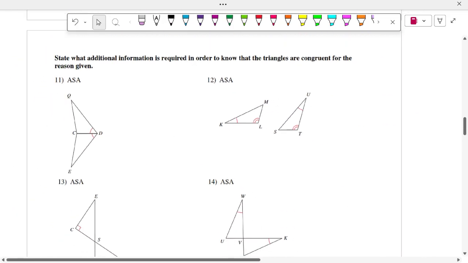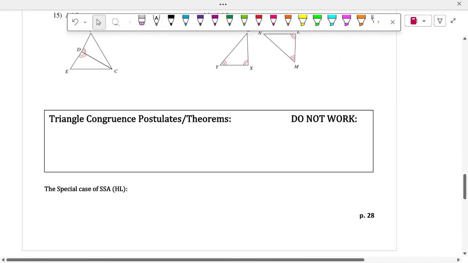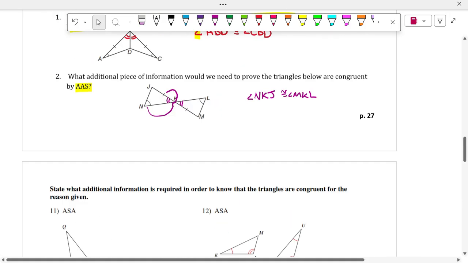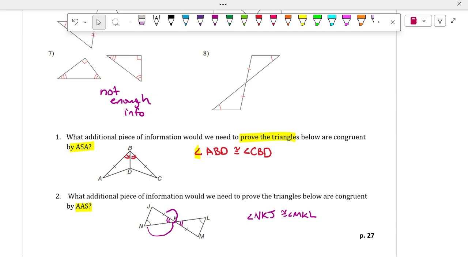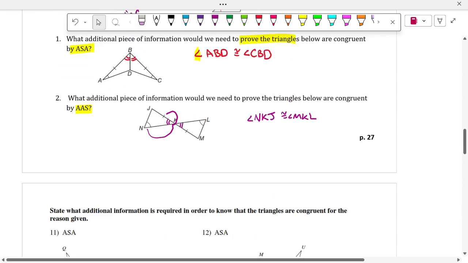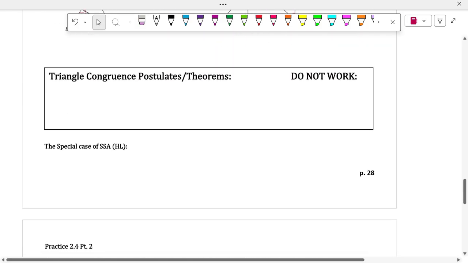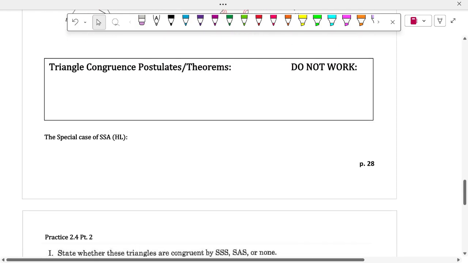All right. Now, the last thing we need to talk about is hypotenuse leg. Hypotenuse leg is the only ASS that works. All right. So, triangle congruence postulates that do not work. So, you need to write these down.